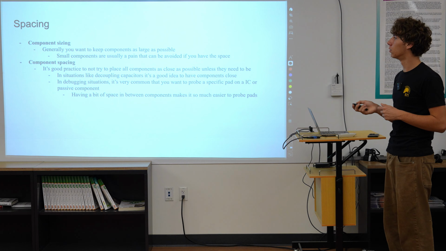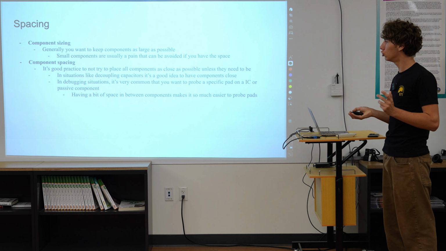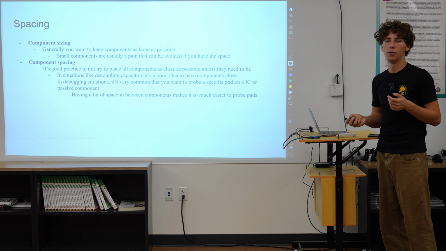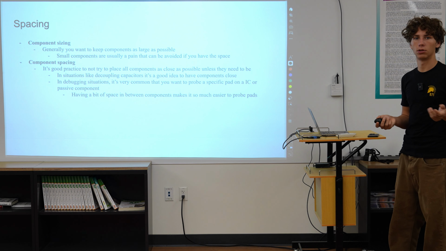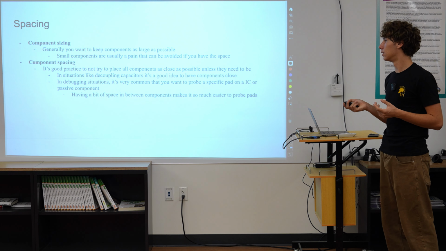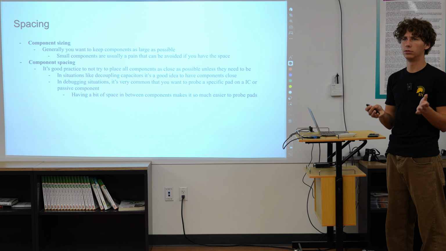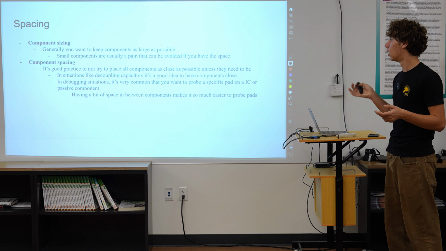Okay, so spacing, a lot of this is intuitive. For component sizing, you want to keep components as big as you possibly can. Small components are a pain in every way. Having big components is way better, but a lot of the time you are constrained on space, which is why you see a lot of these 0603, 0402 components in our boards. And then component spacing, it's good practice to try to spread out components a little bit, not as much as you can. If they're too far away, they won't work as effectively anymore.